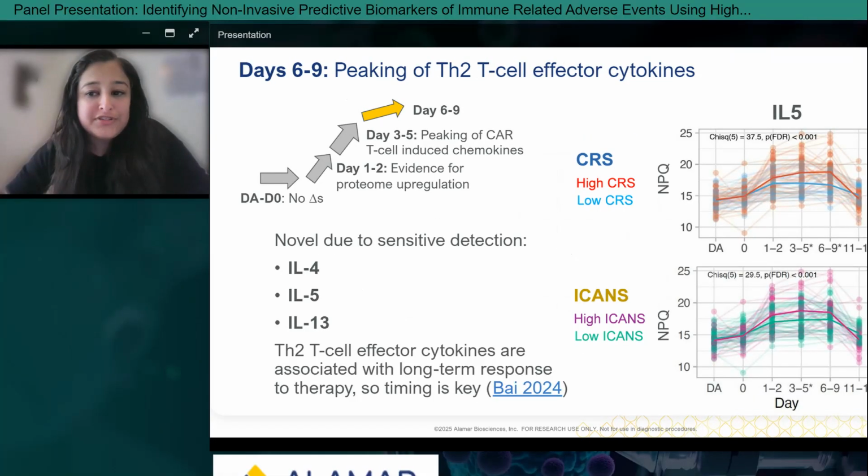Following along the trajectory at day 6 to 9, we see an increase in the Th2 cytokines, such as IL-4, IL-5, and IL-13. These are notoriously challenging cytokines to detect because of their low abundance. And with NULISA, we can now see the temporal regulation of these cytokines in response to CRS and ICANS. What's interesting to note is also that these cytokines are involved in the humoral-mediated response and in tissue repair and CAR-T cell efficacy. So there's really a delicate balance.